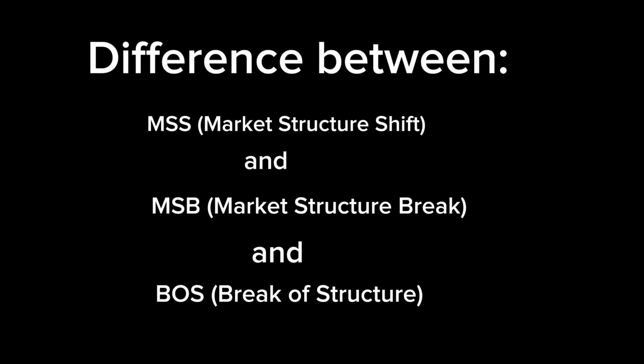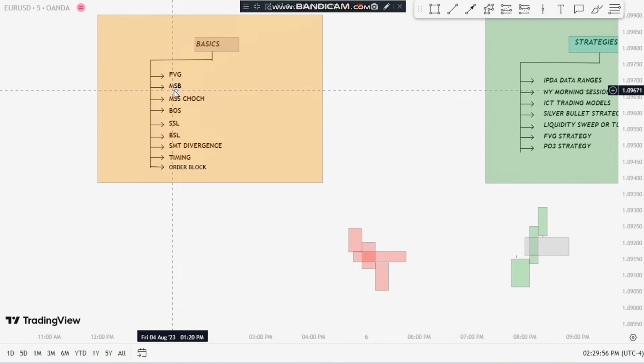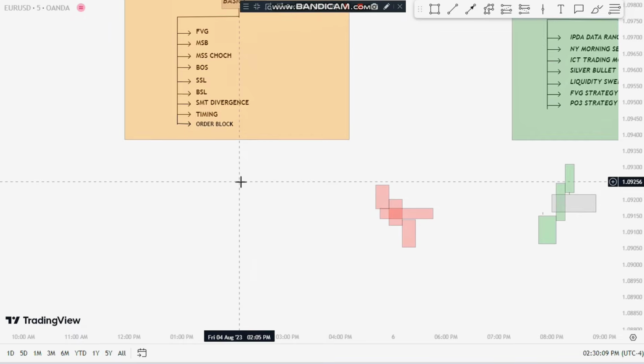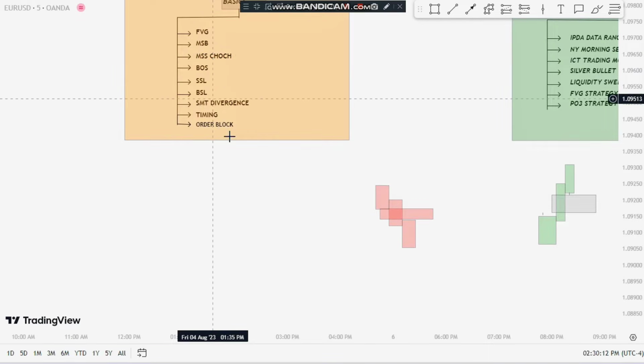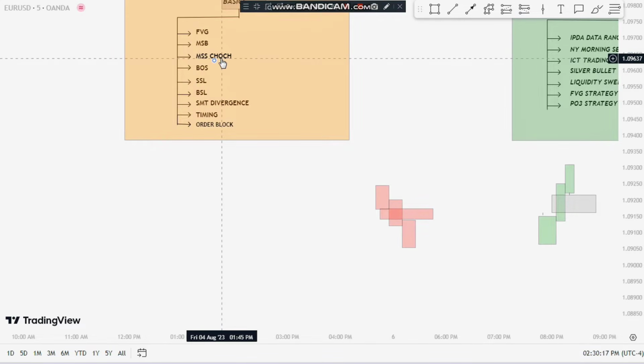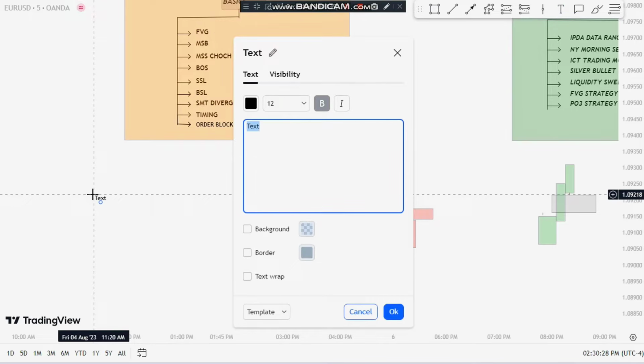Okay, the next terminology is MSB, and then there is MSS. So people often confuse it. They are not the same thing. MSB and MSS are not the same thing. Okay, Church and MSS are the same thing. You might have seen some people using Church and some people use MSS. So these two are the same thing. So what is the difference between MSB and MSS? Okay, so MSB, we use MSB for higher time frames, okay, for higher time frames.